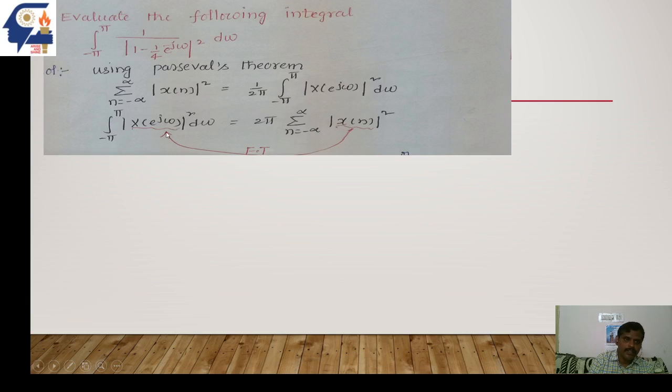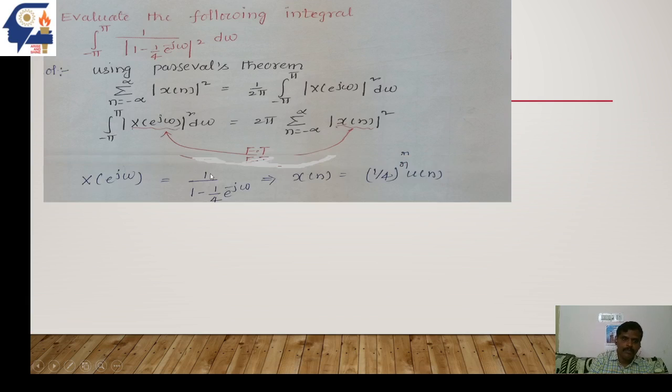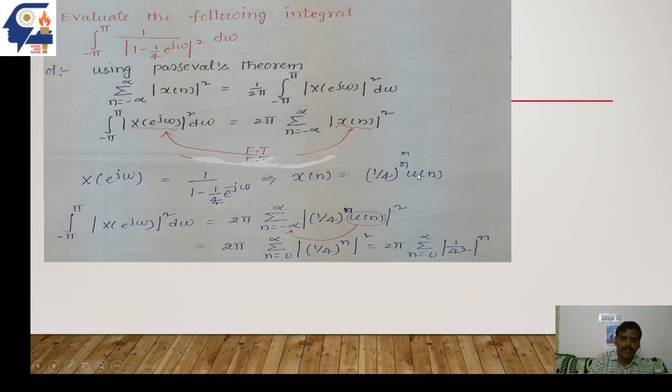Compare this result with the given question, then X of e power j omega is equal to 1 by 1 minus 1 by 4 e power minus j omega. If I apply inverse Fourier transform for this one, we will get x of n equal to 1 by 4 whole power n u of n. So this is the question they asked. Integral minus pi to pi mod X of e power j omega whole square d omega equal to 2 pi summation n equal to minus infinity to plus infinity.